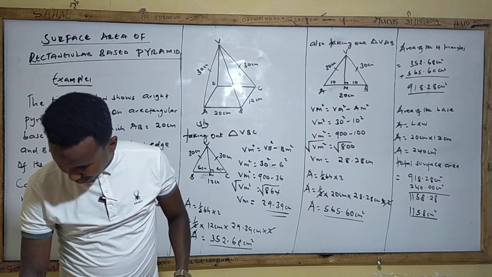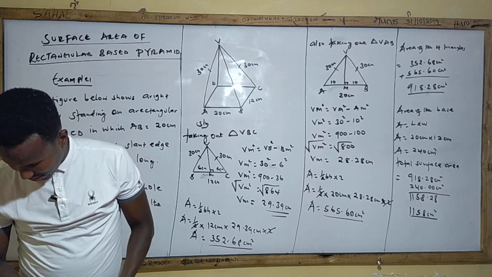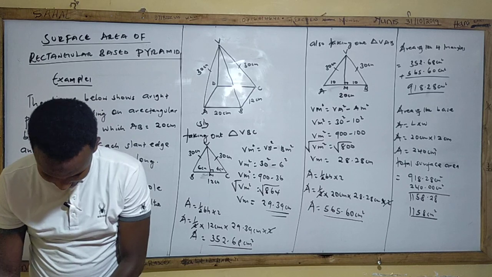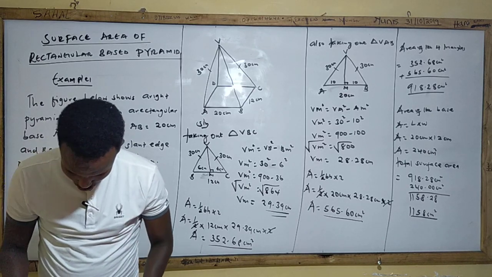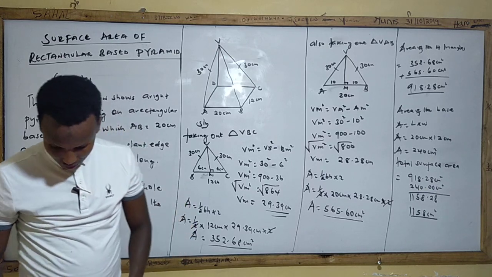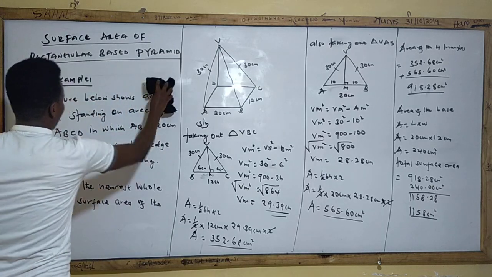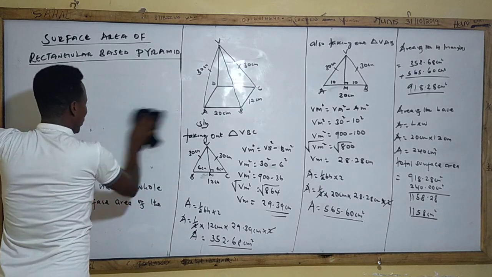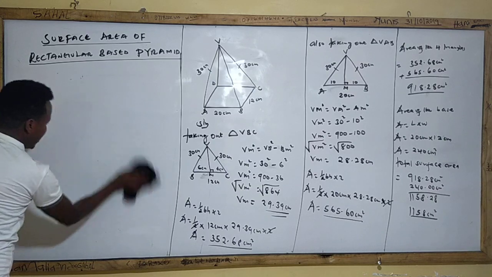Now let's see a situation where we don't have the slant height. Let's say a situation where we don't have the slant height, for your information. Let's see this one, Example 2. Example 2 is what we're going to see when we don't have the slant height.